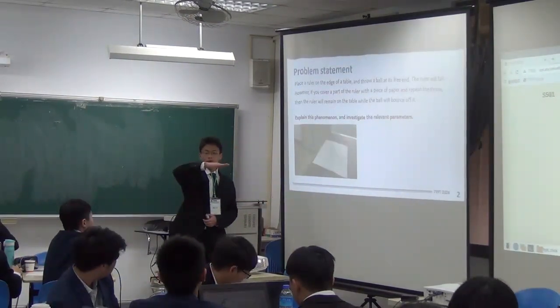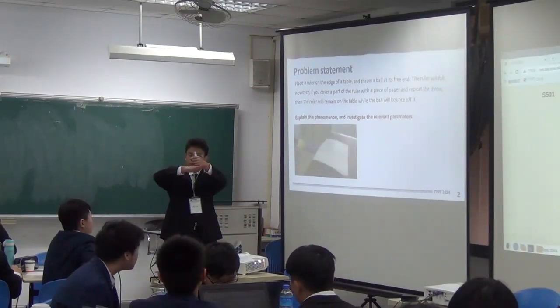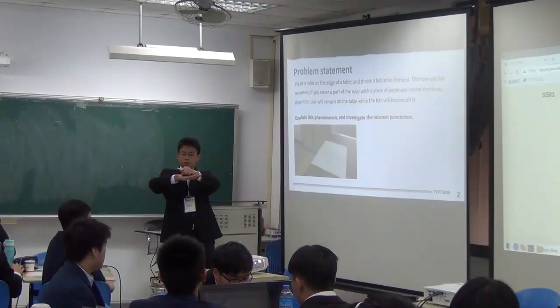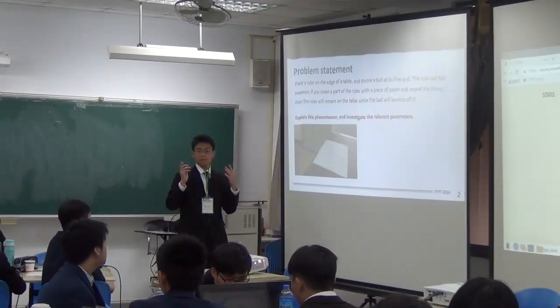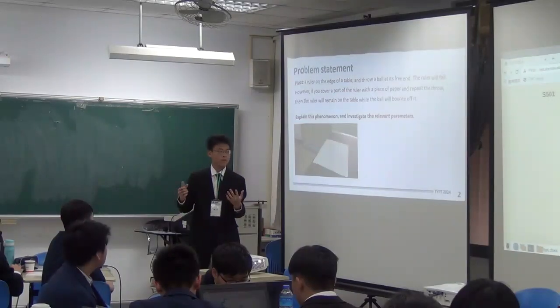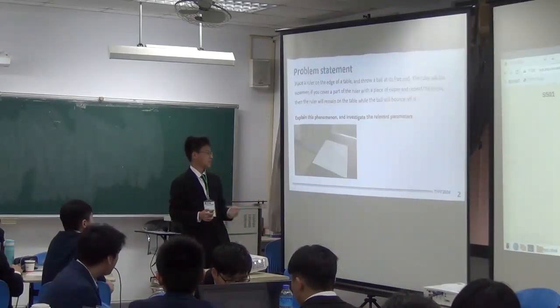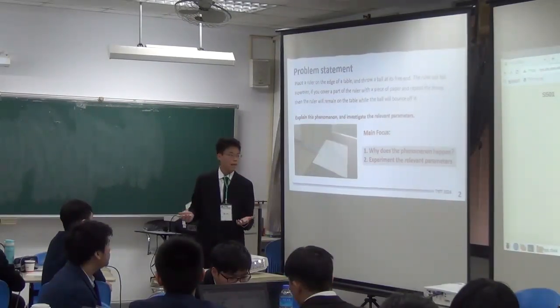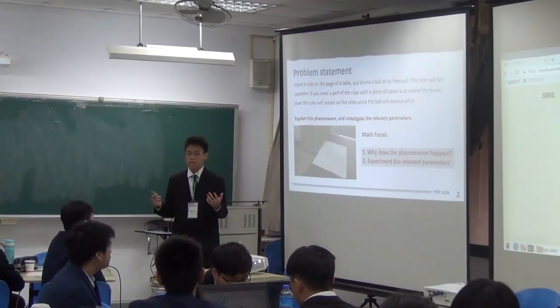If you place a ruler on the edge of a table and throw a ball at its free end, the ruler will fall. But if you cover the ruler with a piece of paper and repeat the throw, then the ball will bounce off. I have to explain this phenomenon and investigate the relevant parameters. So the phenomenon looks like this, and here's our main focus. So why does this phenomenon happen?